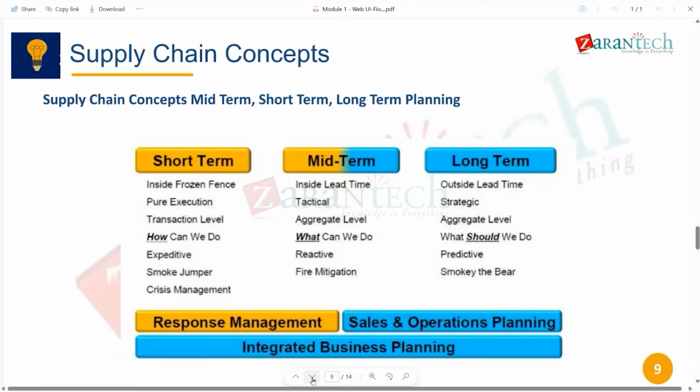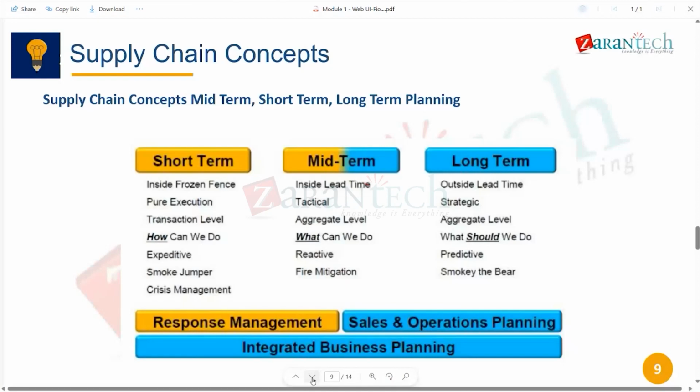Moving on to the supply chain concept topics, it has short term, mid term, and long term, similar to the way you may also be managing your planning horizon. Short term has the inside frozen fence. The frozen window is the window where you are not allowed to make changes to the plan. For example, if your manufacturing activities are measured on a monthly level, your manufacturing manager would always insist on a frozen window of 1 month. That is, if the plan is released on, let's say, the last day of the prior month, then you cannot make any changes to this plan in the subsequent month.